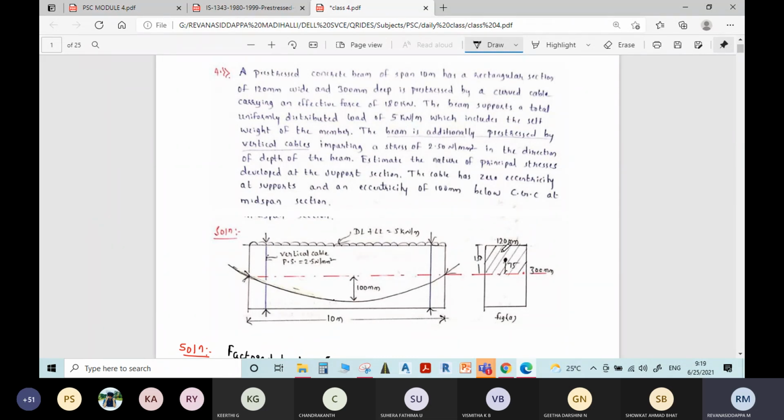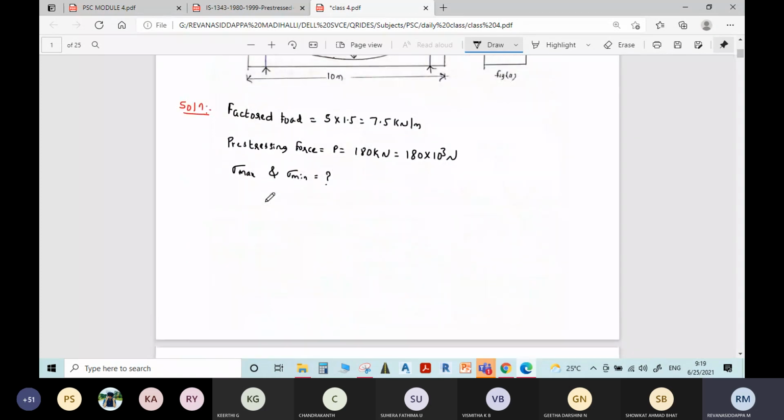All the data is common with the previous problem. The only additional thing is the reinforcement in the vertical direction which induces 2.5 Newton per mm square stress, given along with the conventional parameters. And it is asked to find the principal stresses, sigma max and sigma minimum. We know the formula for sigma max and sigma minimum. You just write it.